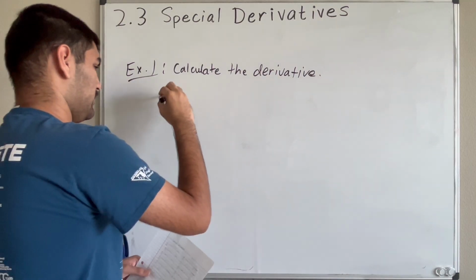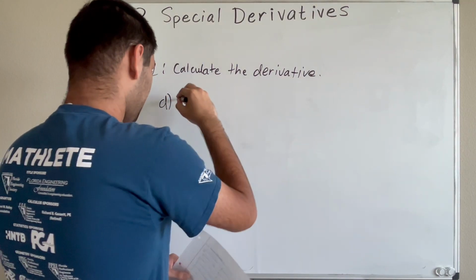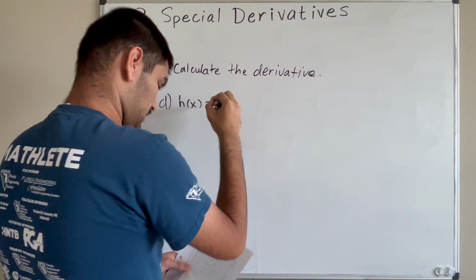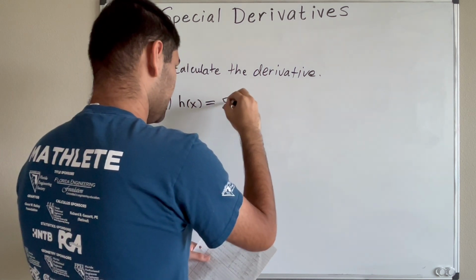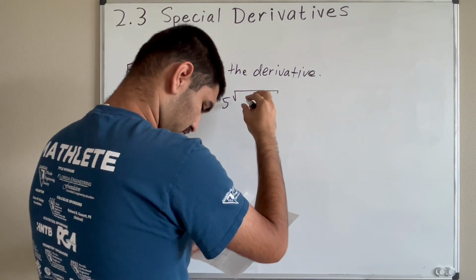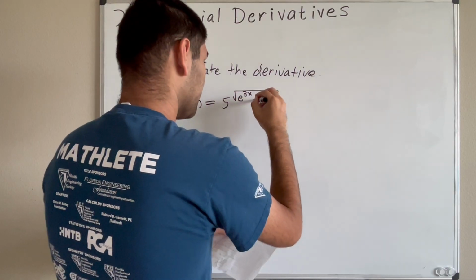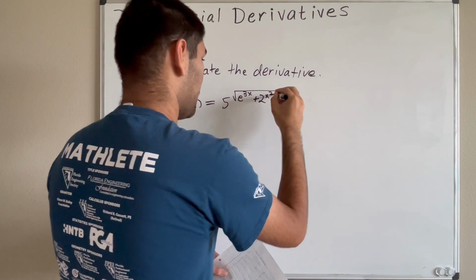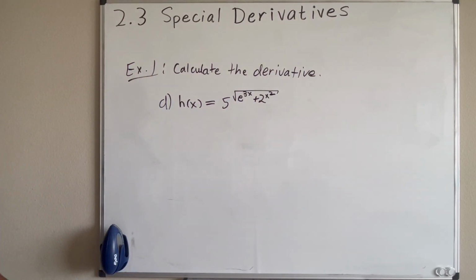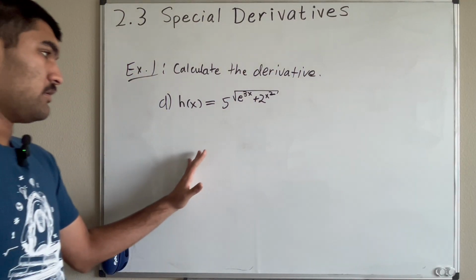All right, so lastly, we have h of x is equal to 5 to the power of the square root of e to the 3x plus 2 to the x squared. Okay, so don't panic. This is very manageable.